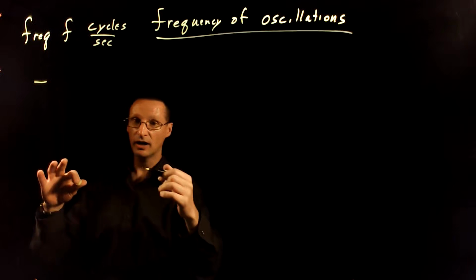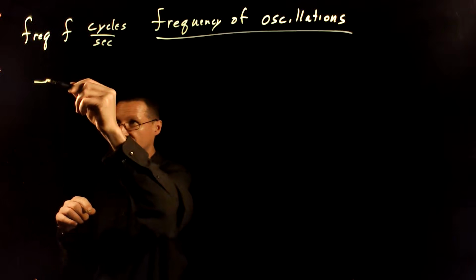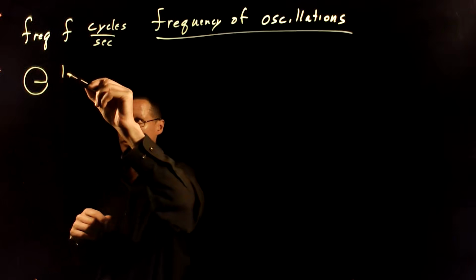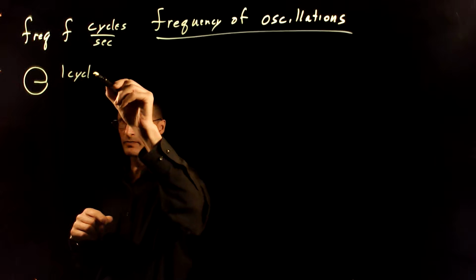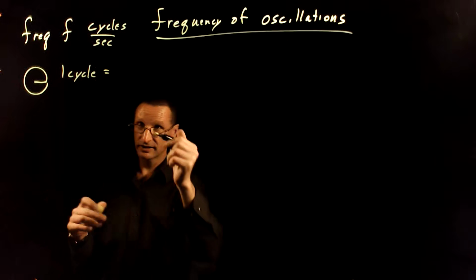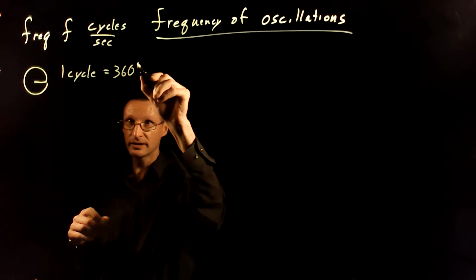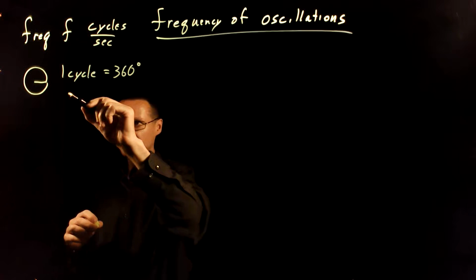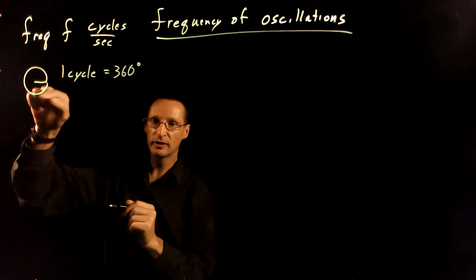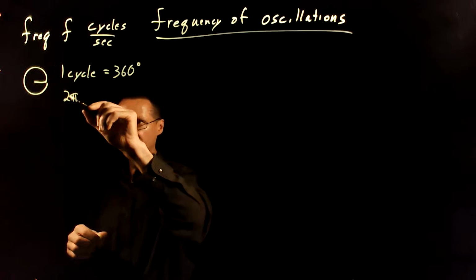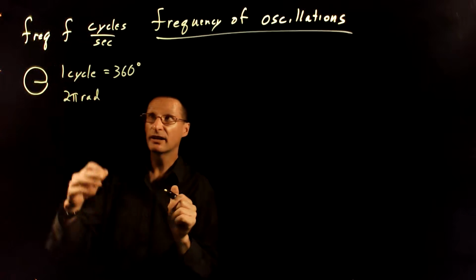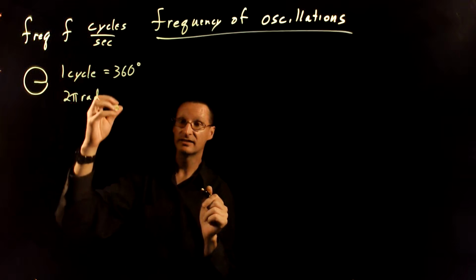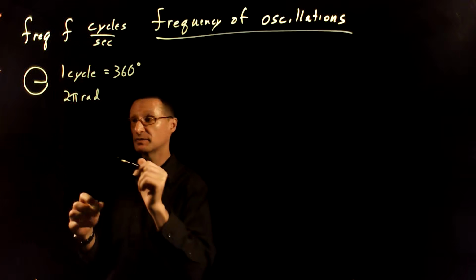So let's think about oscillations, or going around a circle one time. That's equal to one cycle, which is also going around in a circle once, is 360 degrees. Nature doesn't like either of these units. Nature likes radians, and so if you remember, going around a circle once is 2 pi radians. So we need to convert this from cycles per second to radians per second.